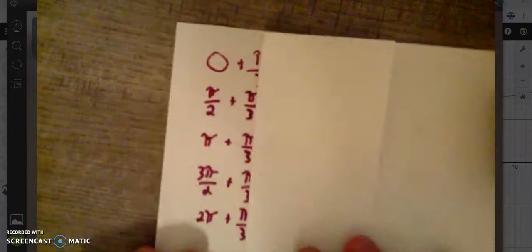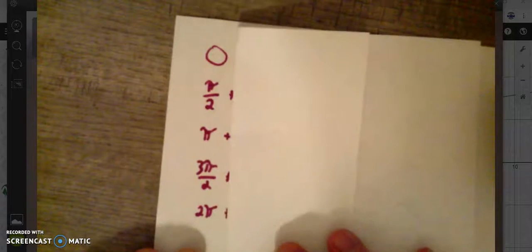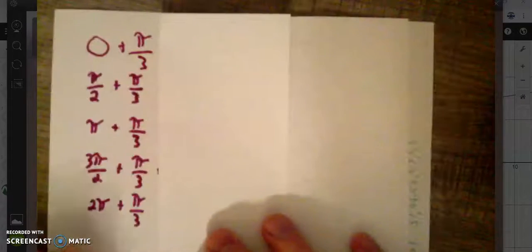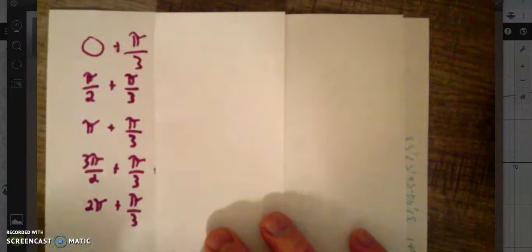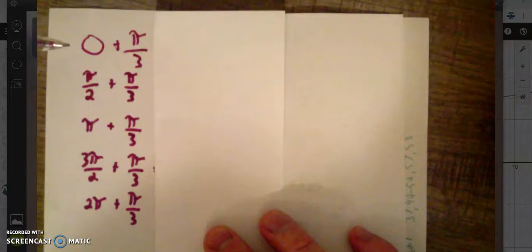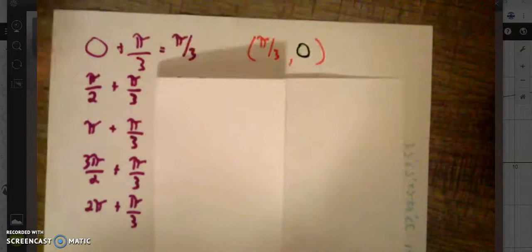So again, let's see what that looks like. I have typical values, adding pi over 3 to all my typical values, and it's going to take some fraction work, but we can handle that. We are in a higher math class, so 0 plus pi over 3, that's simple enough. That's just pi over 3.